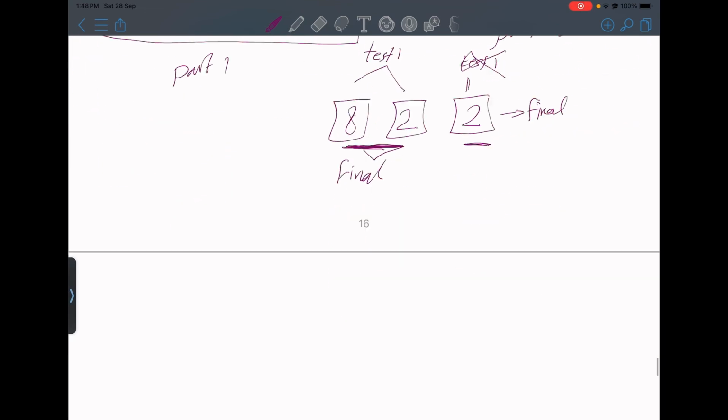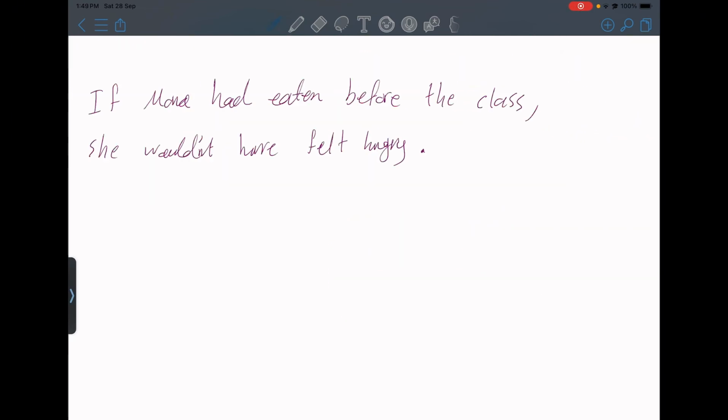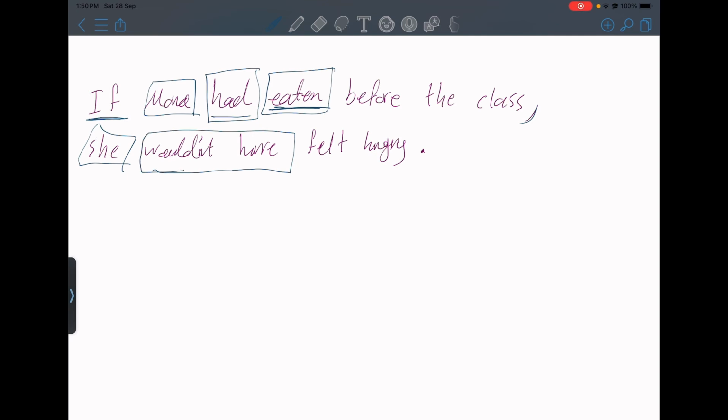I will give you an example. This is the first example. You can see if, the main thing. Then you have Muna, the subject. Had, it's main, you have to write had. Eaten, the past participle. Then the comma, you have the subject, wouldn't have, the main thing, and the past participle, felt hungry.